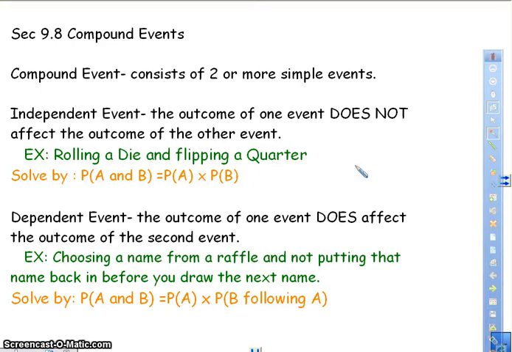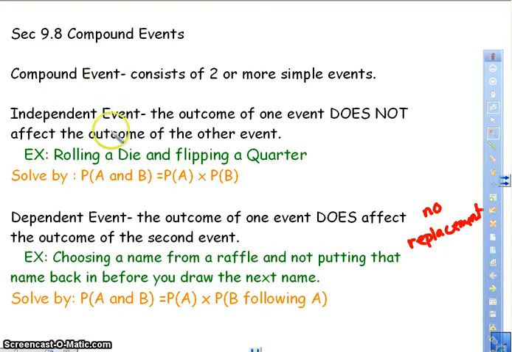A dependent event is when the outcome of one event does affect the outcome of the second. An example of that would be choosing a name from a raffle and not putting that name back before you draw the next name. For a dependent event, usually they're going to talk about replacement. So there's no replacement. You're not putting anything back. When I pull a card out of the deck, I'm not putting it back into the deck.